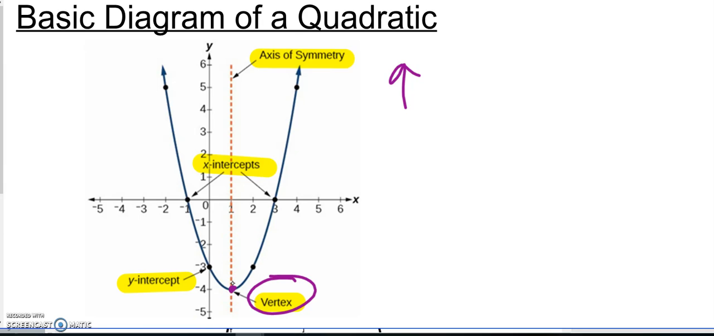And then you can see this particular parabola has x-intercepts. It won't always have x-intercepts, or it might only have one. We'll talk about that in a couple lessons. But this one has two, and then you can see this one also has a y-intercept. So we'll talk about that stuff a little bit later. Vertex right now is really the main thing we want to look at.